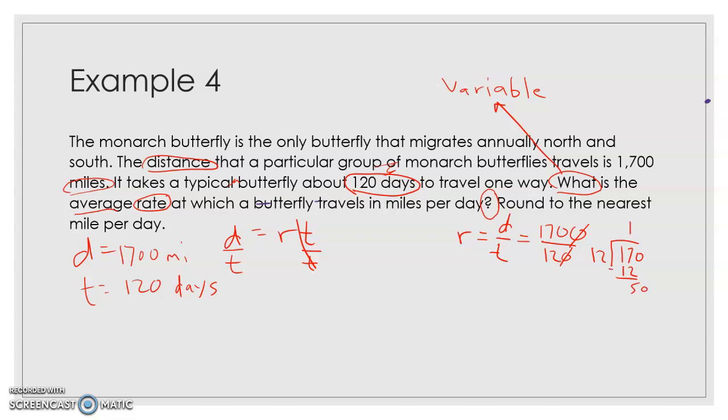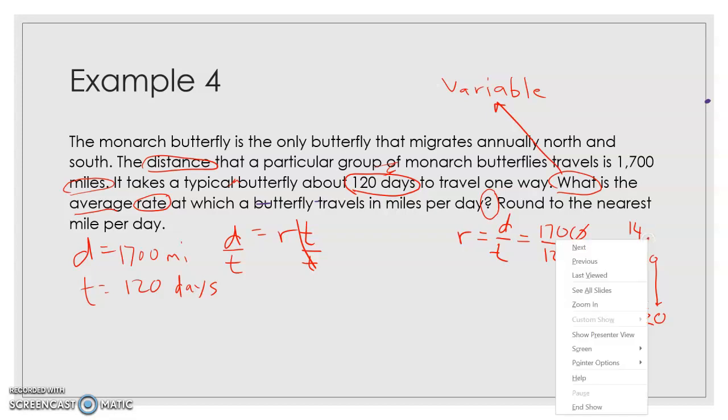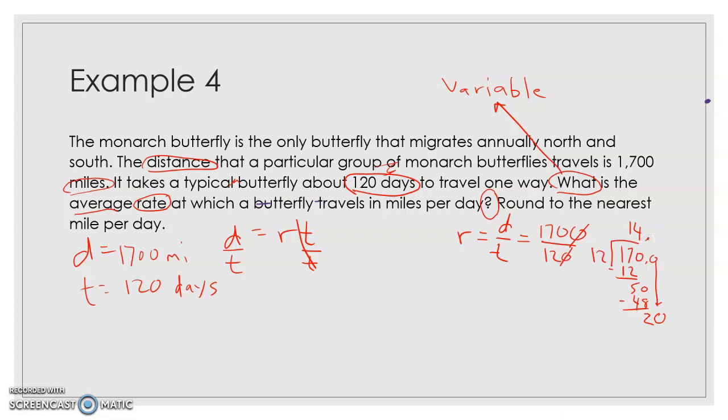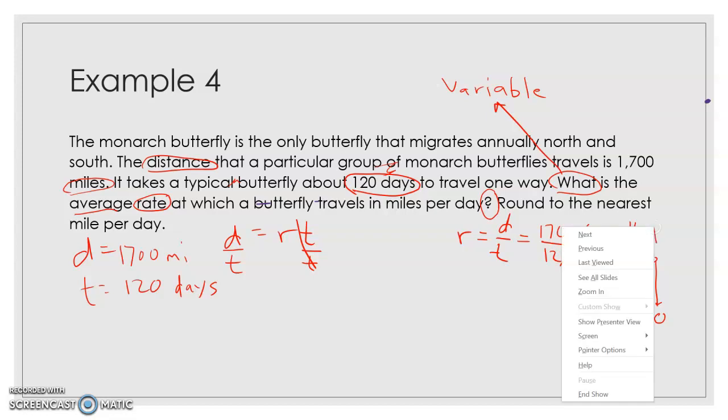12 goes into 50. Find my little red dot. Where is it? There it is. 4 times. 4 12s in 50. 4 times 12 is 48. I'm out of whole numbers here, so I'm going to have a decimal left over. Right now, remainders. We're in 8th grade. Drop a 0. 12 goes into 20 once. And here's where it's important to read the whole problem, because I don't need to keep dividing up. I'm done, guys.